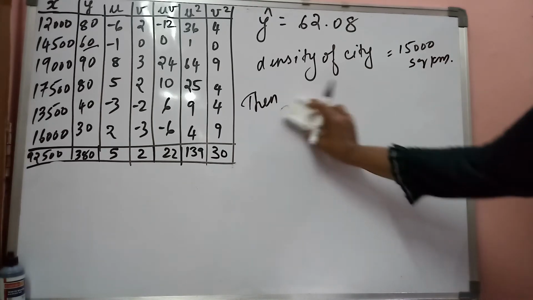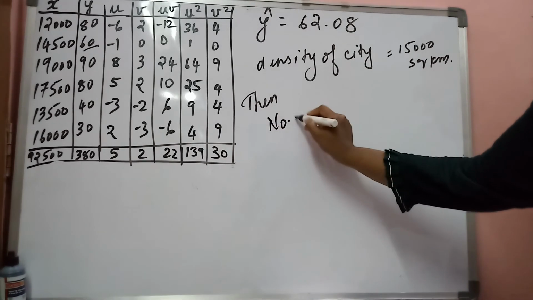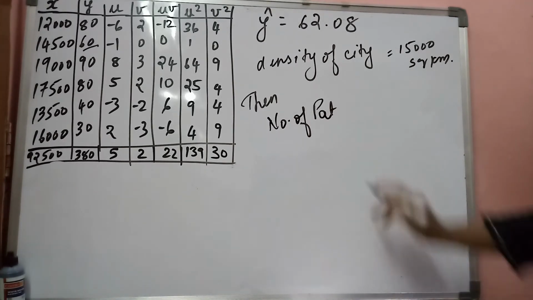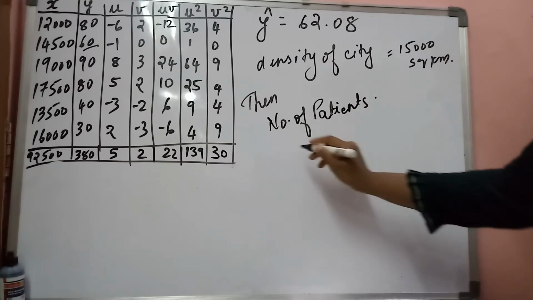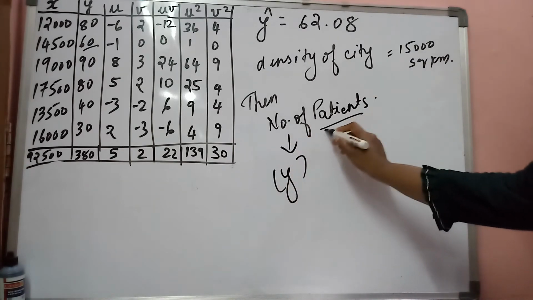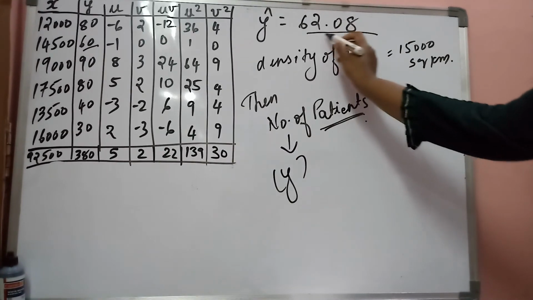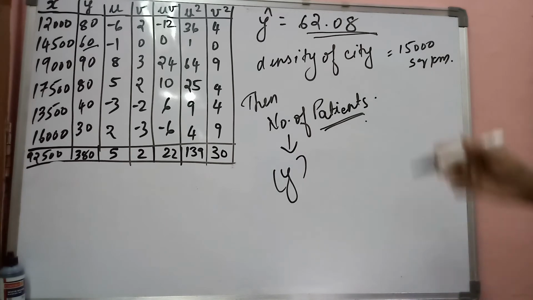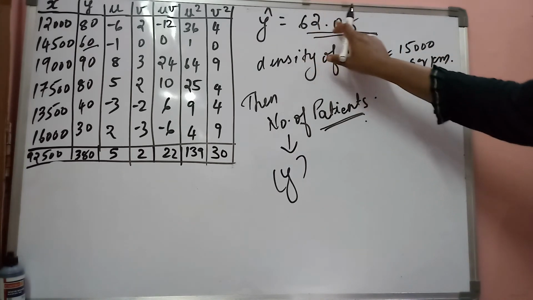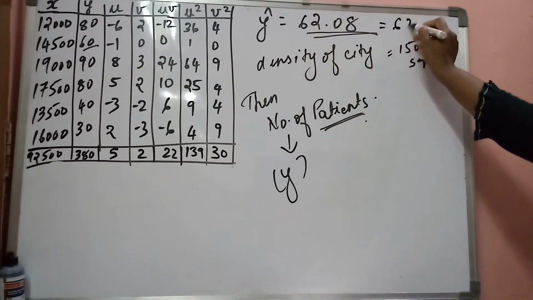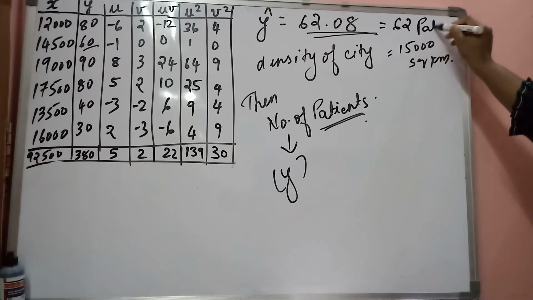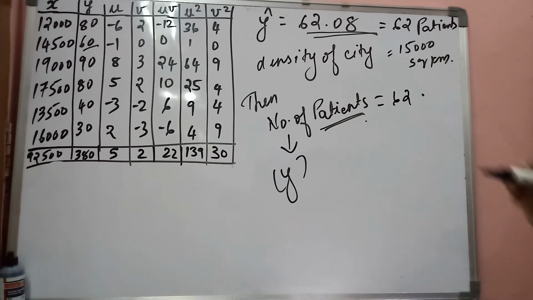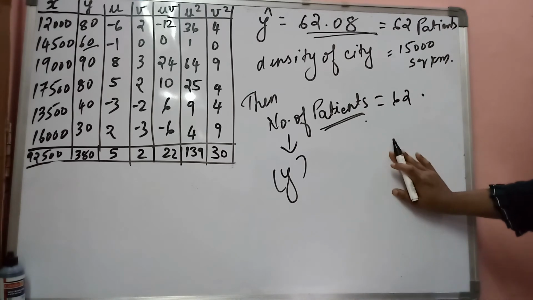the number of patients. Now see very carefully, you have to be very careful about this. See, this is your y variable. Now patients cannot be taken in decimals. So for that you have to take your round figure. So you can see it is 62.08, so you can take it as only 62 patients. Understood? So number of patients is equal to 62. Clear? Now this you have completed.